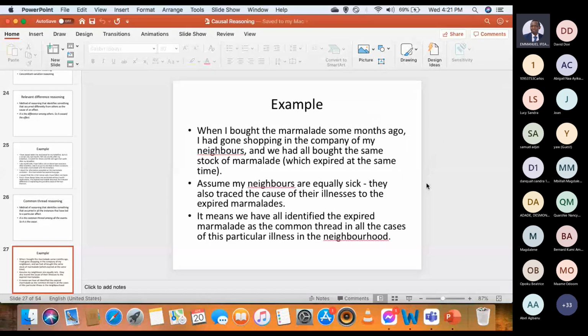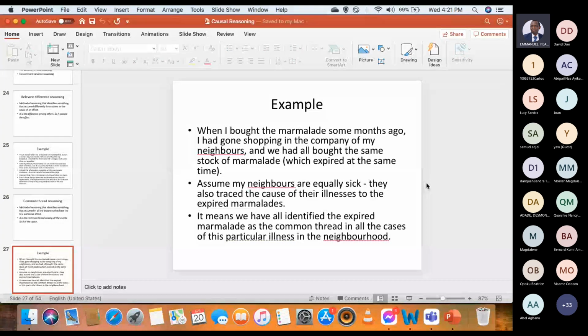For example, when I bought that marmalade some months ago, I had gone shopping in the company of my neighbors, and we had all bought the same thing, the same stock of marmalade in the same supermarket, which expired at the same time. So assume my neighbors are equally sick. They all trace the cause of their illnesses to the expired marmalades. It means we have all identified the expired product as the common thread in all the cases of this particular illness in the neighborhood. So that's an example of a common thread.